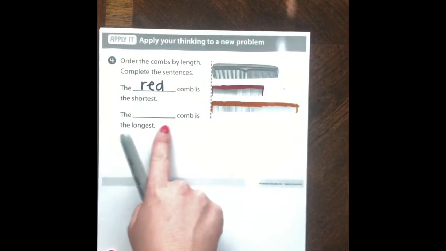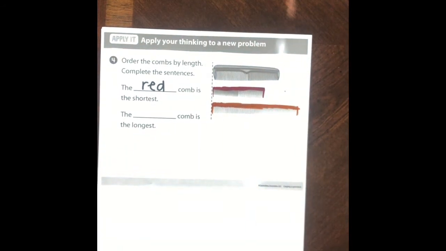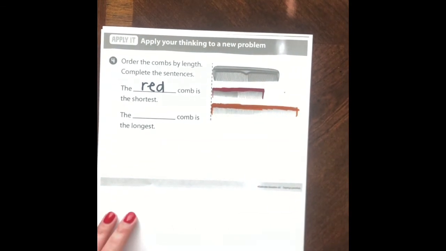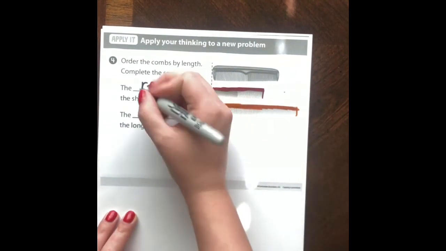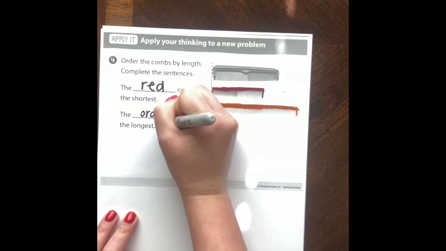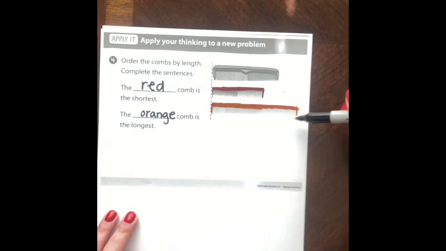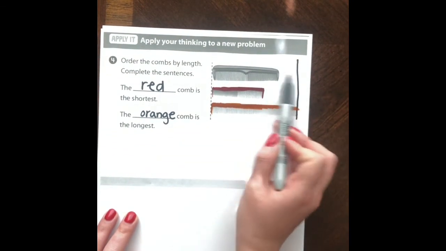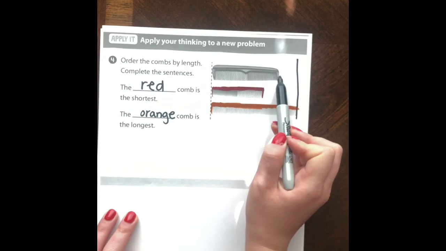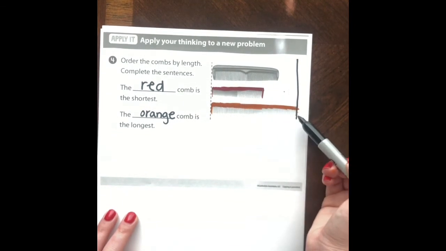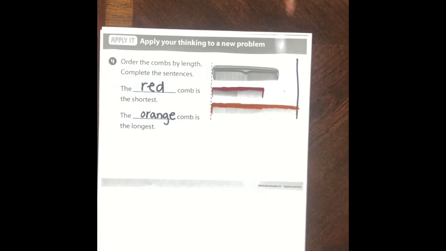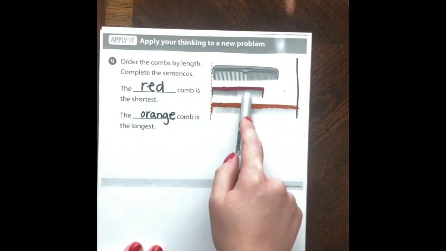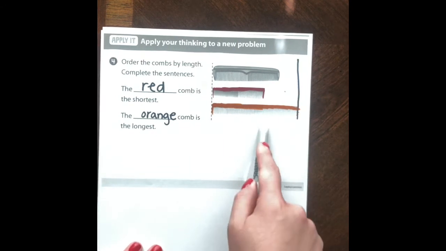Next, the blank comb is the longest. Which comb goes out the most? Which comb sticks out the farthest? You're right, this bottom orange comb sticks out the longest. So I wrote the word orange. We know that because if we draw a line, this gray comb does not match this orange comb. It does not go out as far as the orange comb. The orange comb sticks out the farthest. So our red comb is the shortest and our orange comb is the longest.